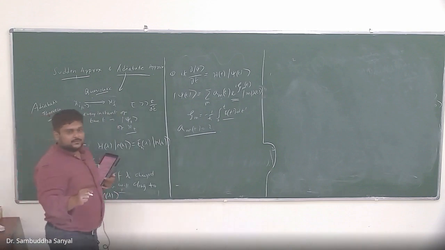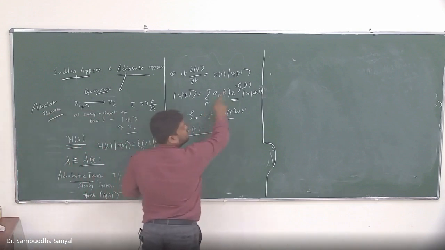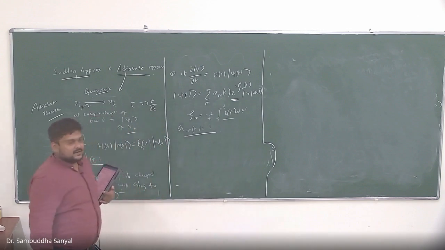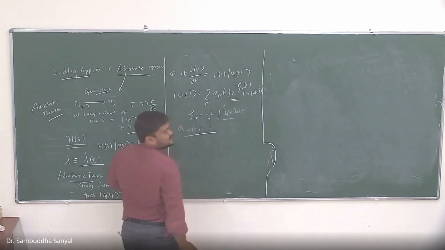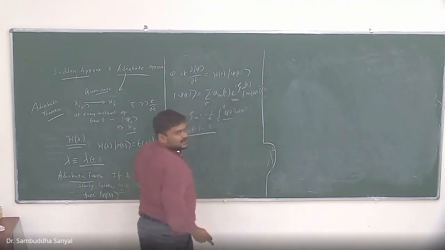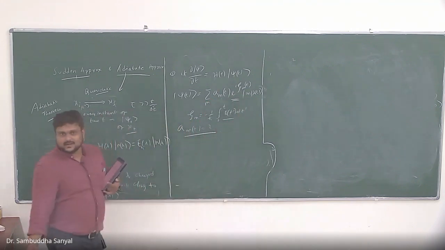When will that be true? If this a_m(t) is nothing but a phase factor. Then it is nothing but a phase factor times the usual time dependence times this. Then you can absorb this phase factor here and say, okay, the phase factor doesn't matter.